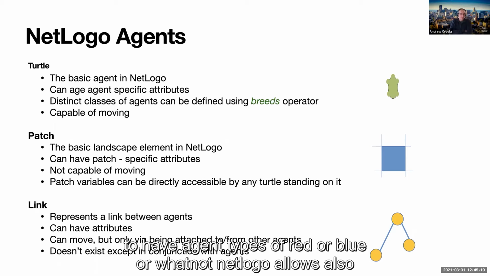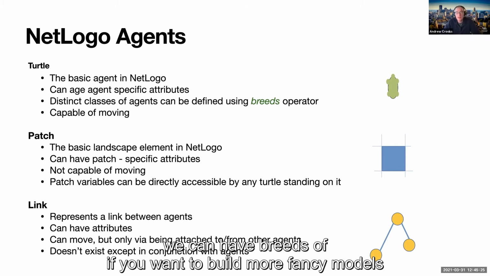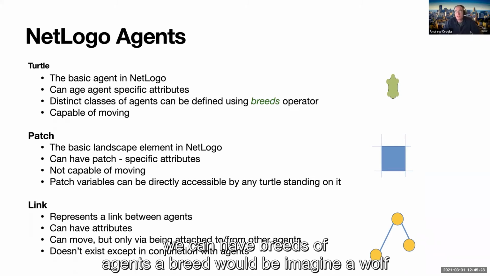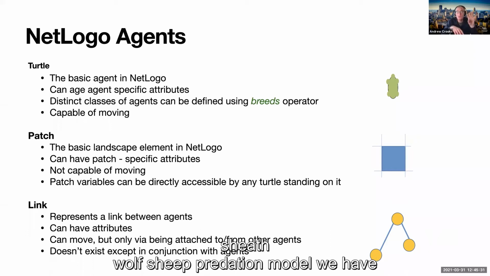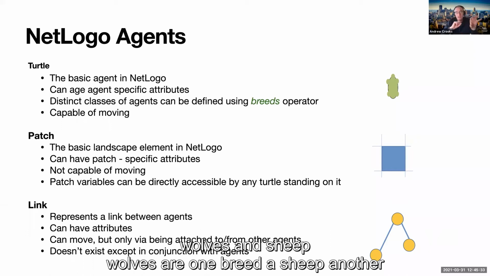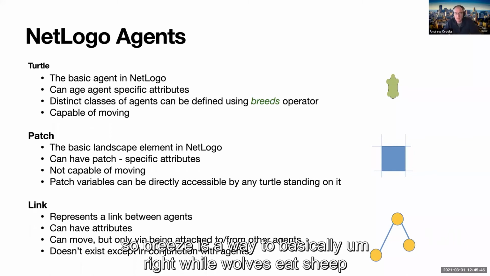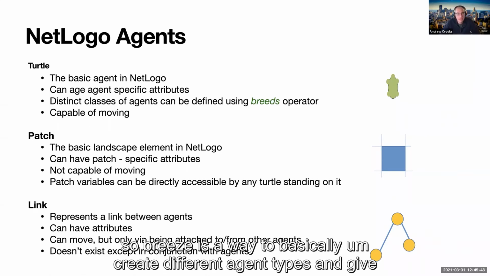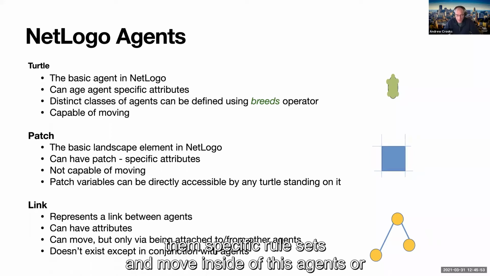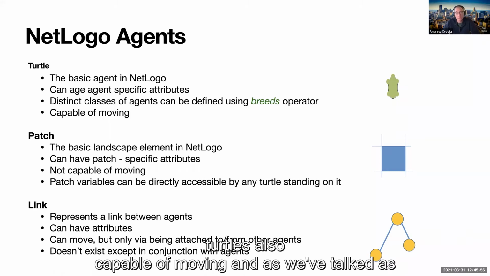NetLogo also allows agent types, so red or blue. If you want to build more fancy models, we can have breeds of agents. A breed would be, imagine a wolf-sheep predation model. We have wolves and sheep. Wolves are one breed, sheep are another breed, and they have different rules, potentially. Sheep eat grass, right? While wolves eat sheep. So breeds are a way to create different agent types and give them specific rule sets inside of this. Agents or turtles also are capable of moving, as we talked about earlier.